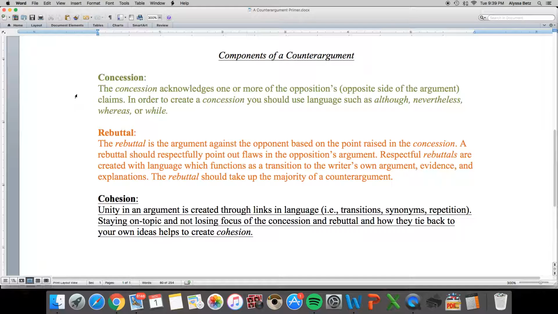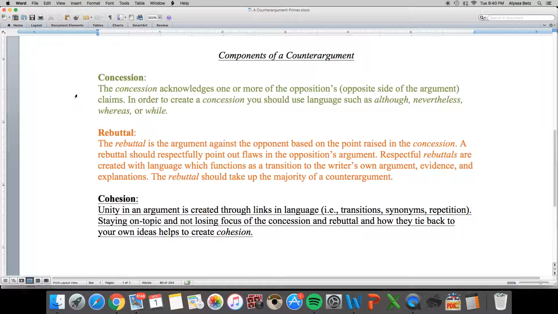So in order to create a concession, you are going to use language such as, although this side of the argument believes this, it's wrong because, or nevertheless, this is still incorrect because, and then you'll explain it, or whereas some people believe blank, they are wrong because blank, or while some people believe blank, it's not the best side of the argument because blank. So these are some key buzzwords that you would want to integrate into your concession.